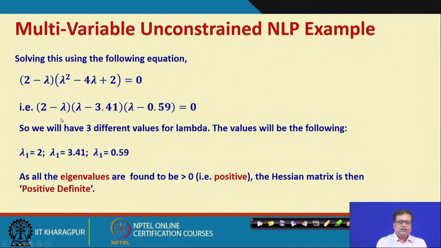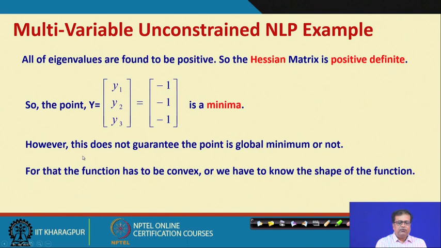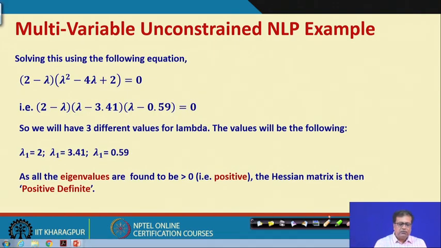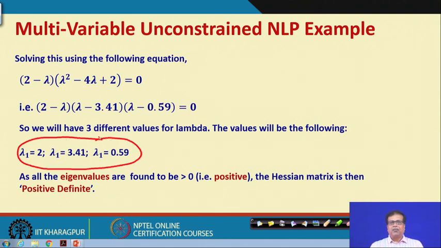So, we have (2 minus lambda), (lambda minus 3.41), (lambda minus 0.59) equal to 0. So, we have 3 different values of lambda, and those values are 2, 3.41 and 0.59, right. So, we have now the 3 lambda values. What is your conclusion about the eigenvalues? The eigenvalues are all found to be positive.